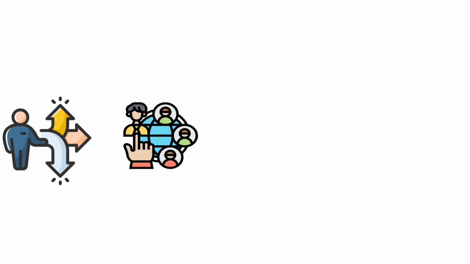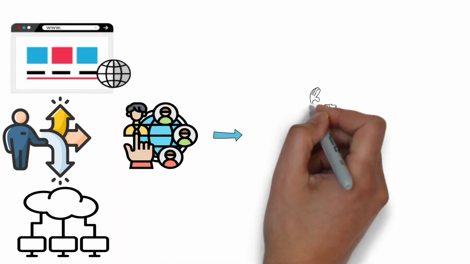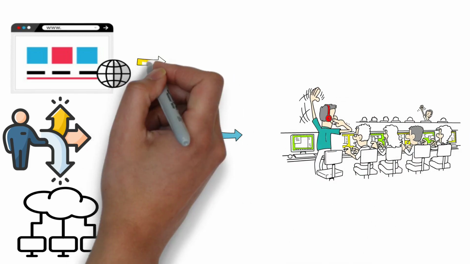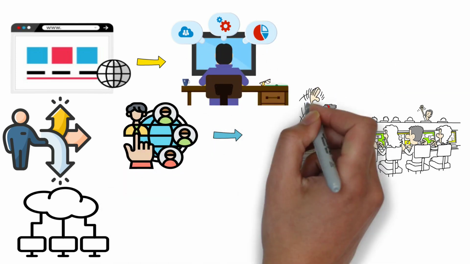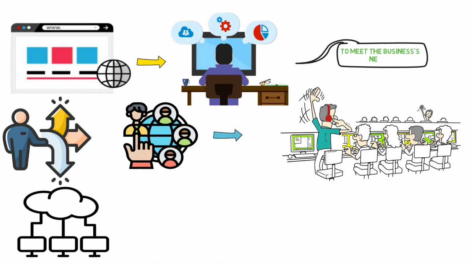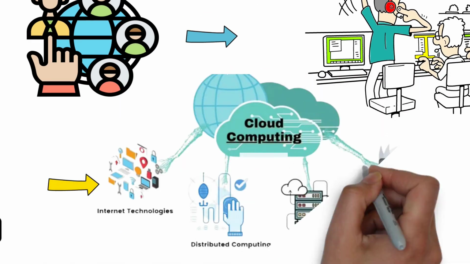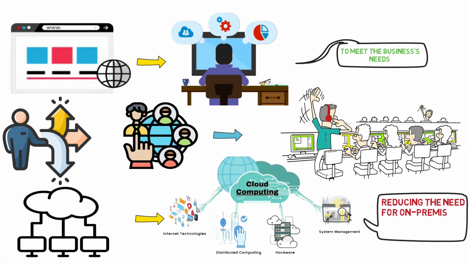Alternative methods for building information systems include outsourcing, off-the-shelf software, and cloud-based solutions. Outsourcing involves hiring external companies to develop and maintain the system. Off-the-shelf software involves purchasing pre-built software and customizing it to meet the business's needs. Cloud-based solutions involve using cloud providers to host and maintain the system, reducing the need for on-premises hardware and IT staff.